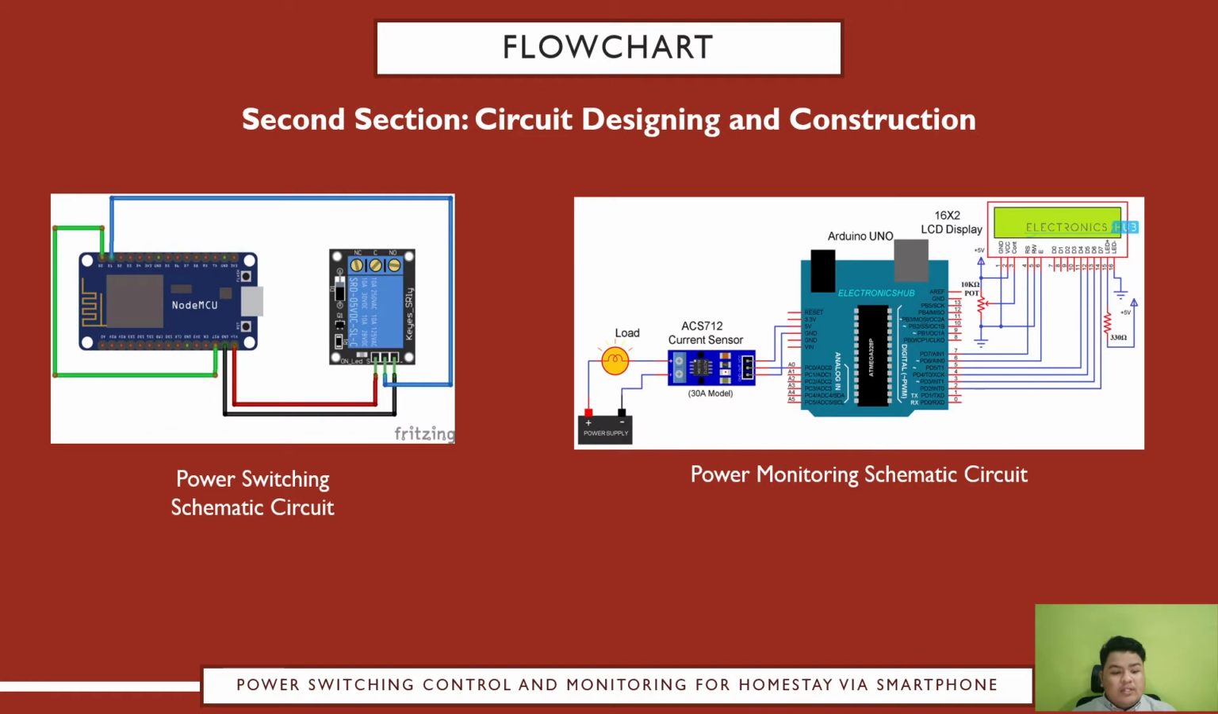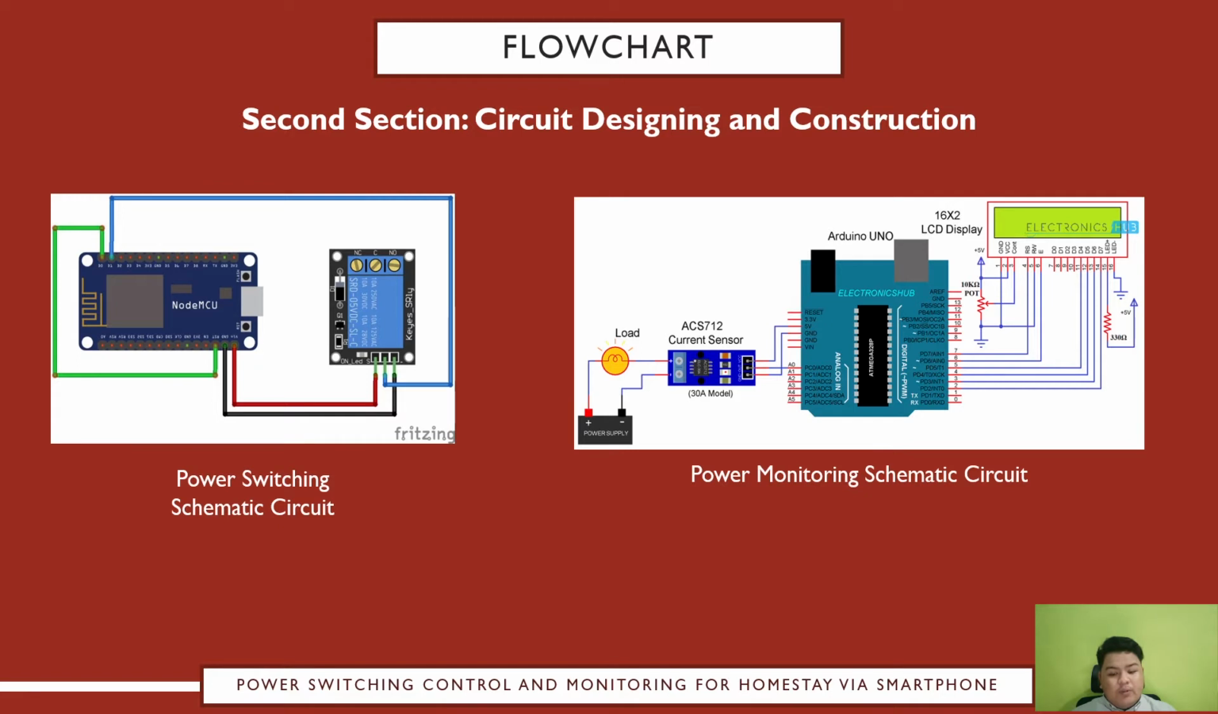So this is my schematic circuit for both power switching and power monitoring circuit. For the power switching circuit, I use the Node MCU as the controller because the power switching behavior is controlled via internet. So I've used IoT as the medium, and my Node MCU is connected to the app called Blynk, and all the power switching controls are monitored from there.